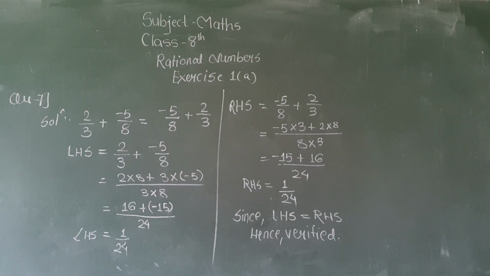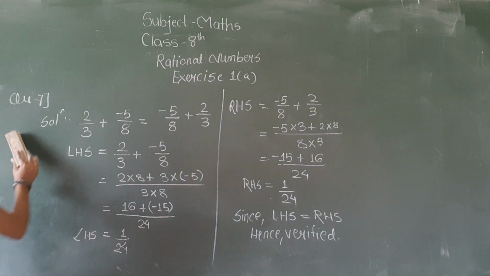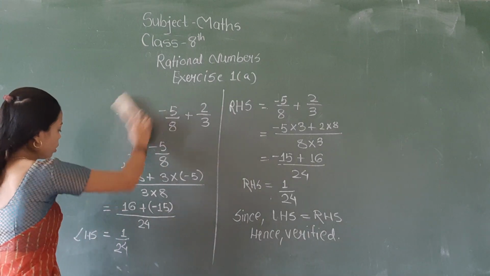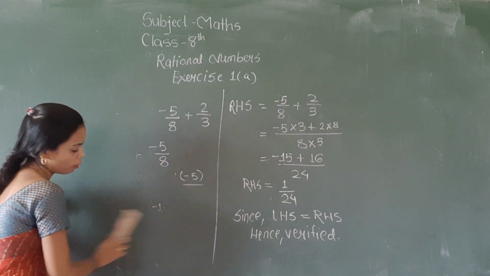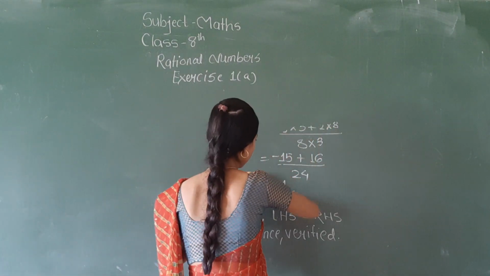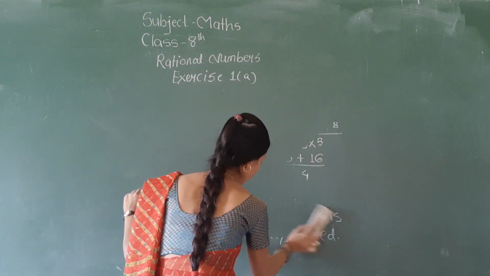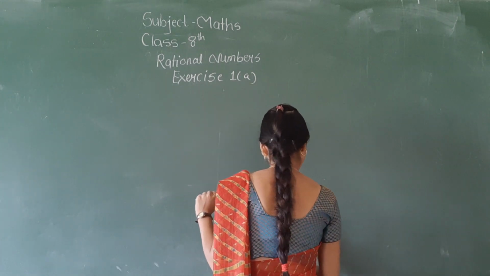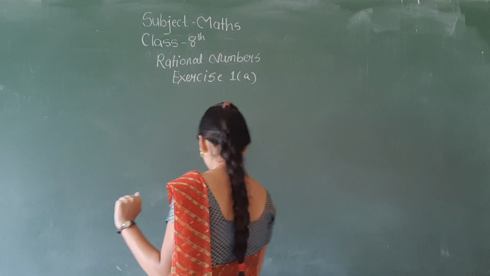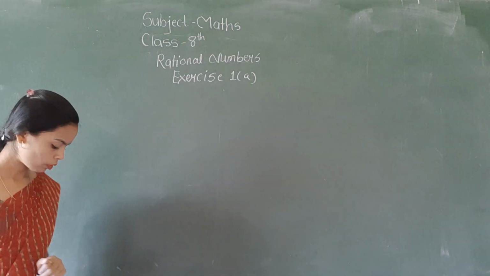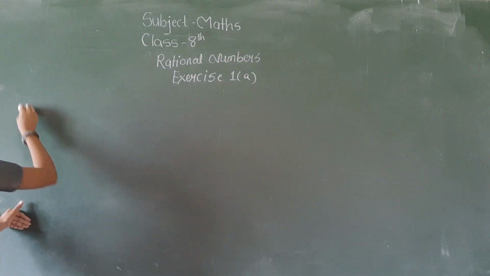Okay? Now which question is remaining? Question number कौन सा बचा है तुम्हारा? 10. Question number 10. So today we are completing our exercise 1A. Question number 10. Write down the question and read it first. पहले read कर लो क्वेश्चन को, क्या दिया हुआ है क्वेश्चन में, what information is given in your question. Okay. Question number 10.